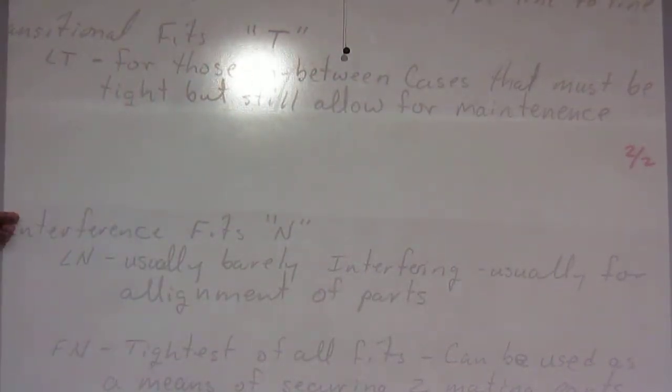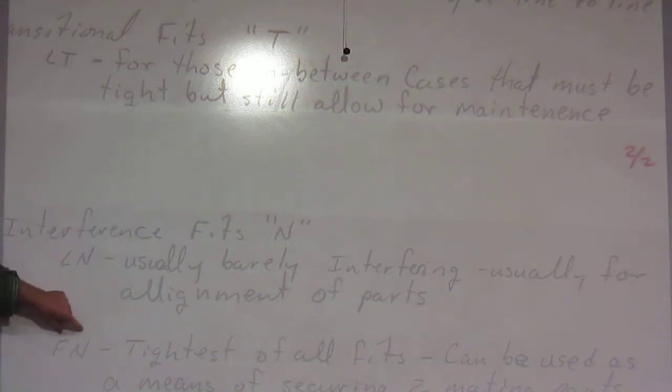Interference fit, okay, you have an LN. Okay, this is a lot like a transitional fit. It's very tight, but we can still usually get things apart, okay, without destroying things. Okay. So again, another thing for maintenance, but we need high operating speeds or something like that, so we don't want things banging and flying apart. Okay. That would be an interference fit.